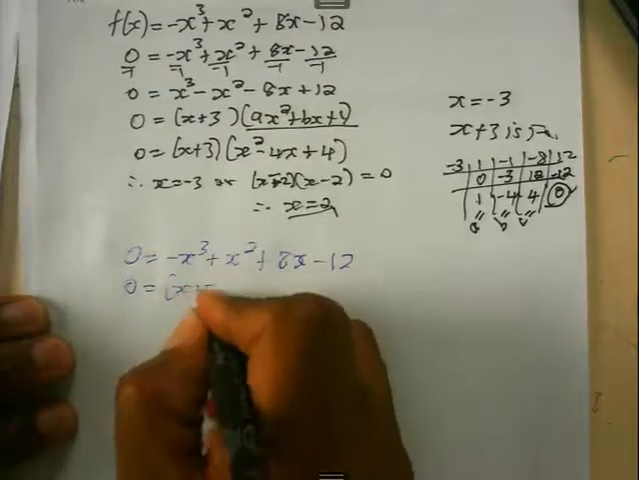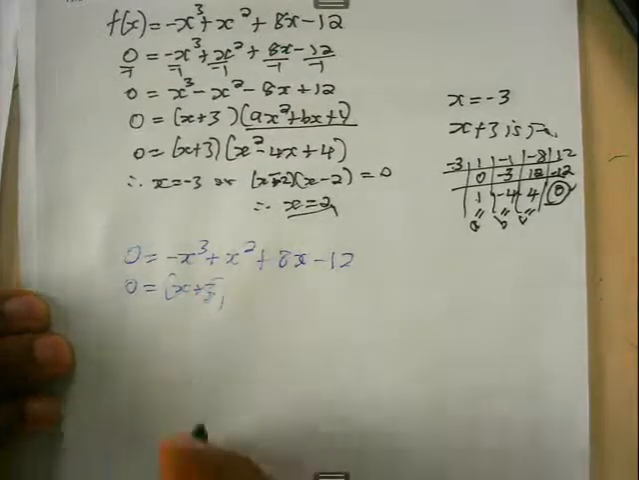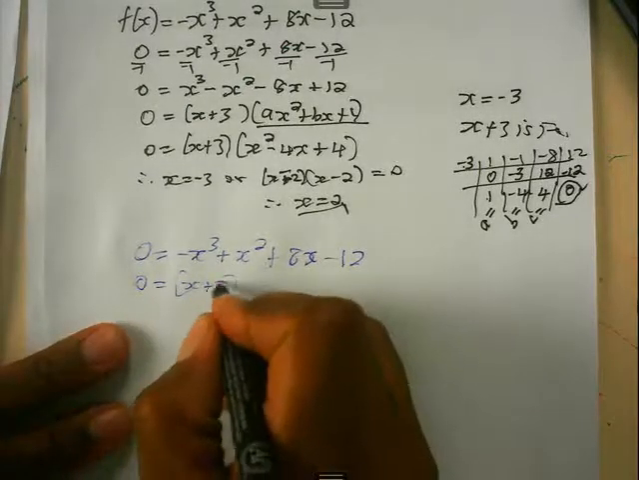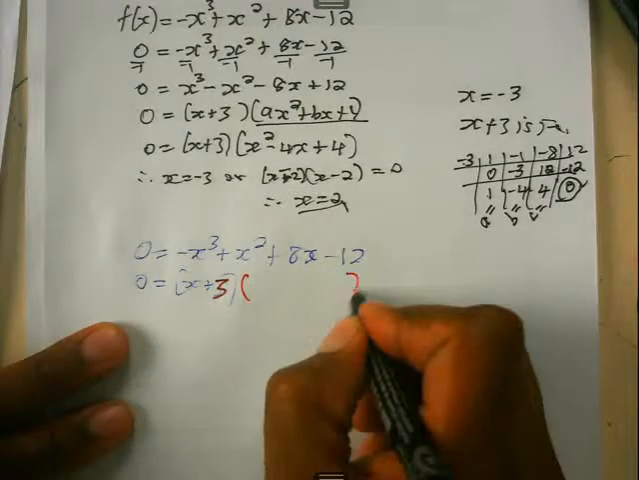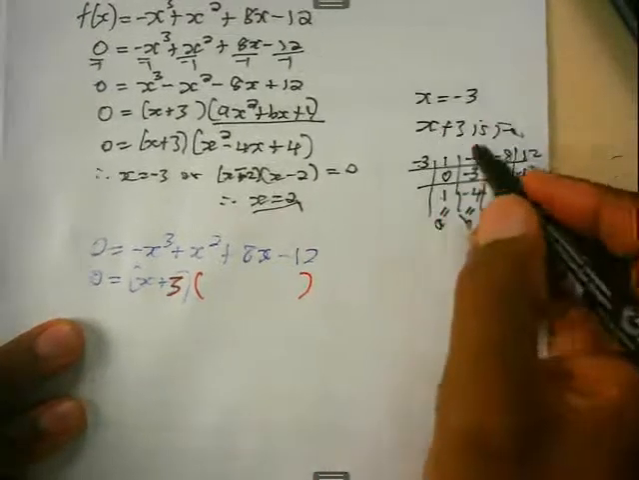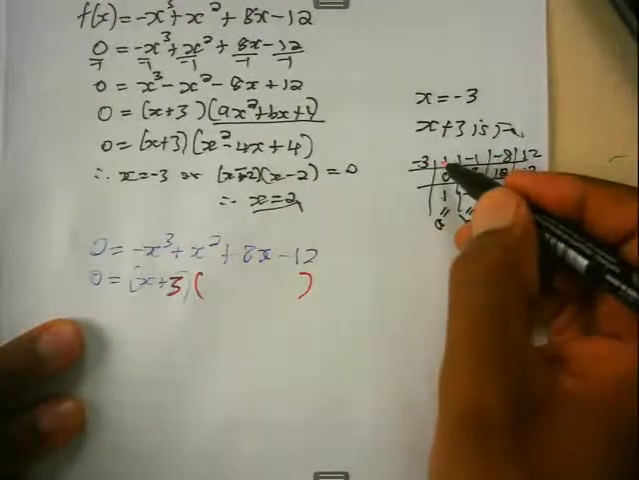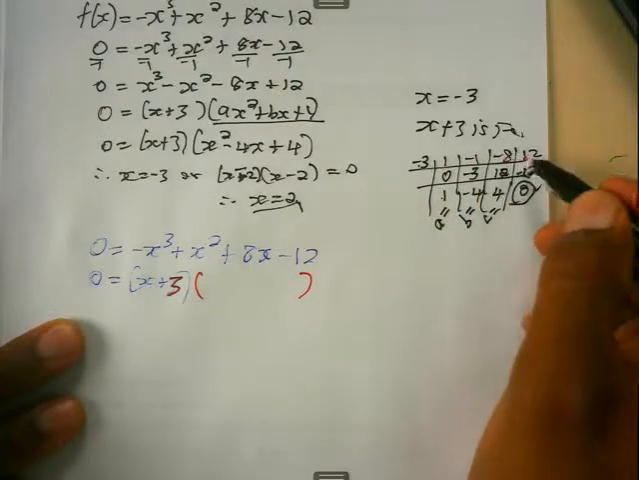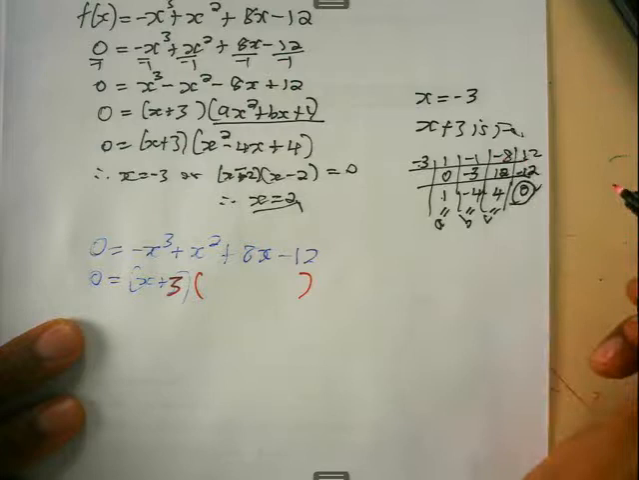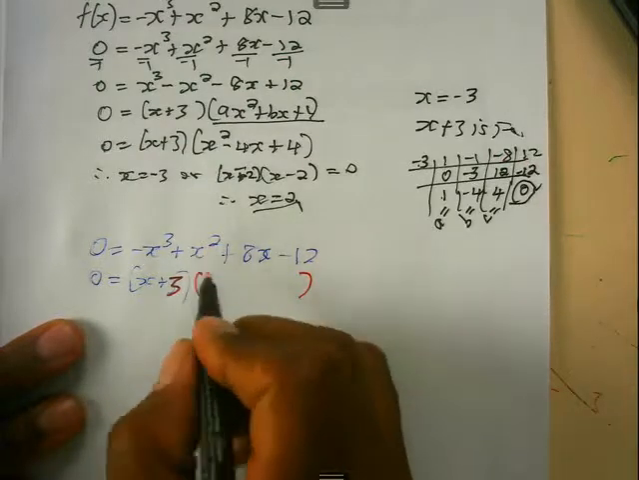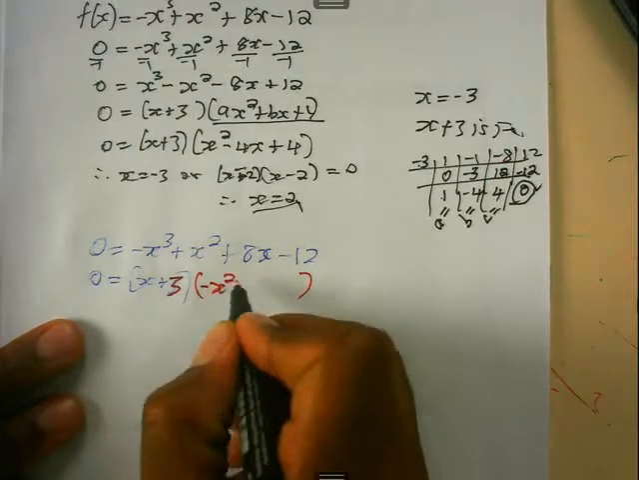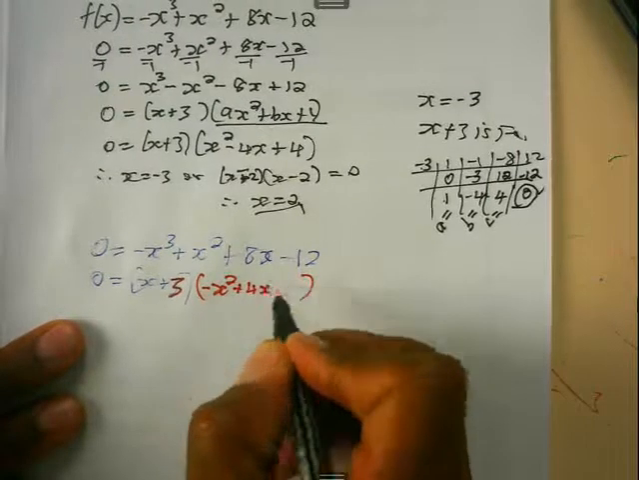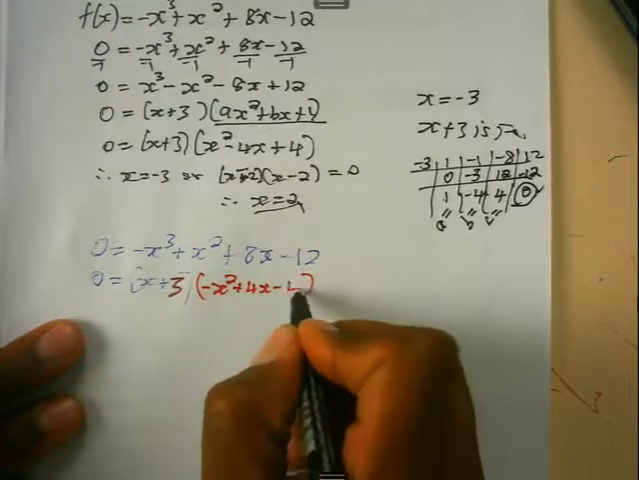Also x plus 3 will still be a factor, I believe. x plus 3 will still be a factor. And then from here now, we are going to have this one here, right? When I solve this one here, it means the coefficients now will be minus 1, positive 1, positive 8, as well as minus 12. Of course, the answer that I will get there will be minus x squared, will also be plus 4x, and this one will be minus 4.